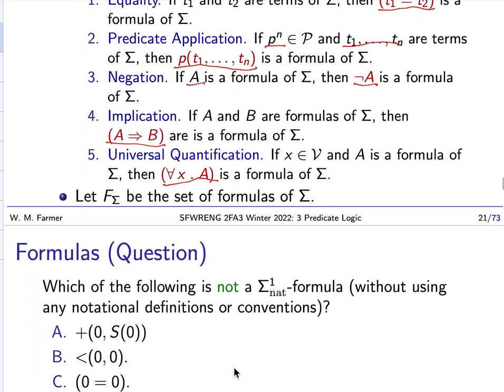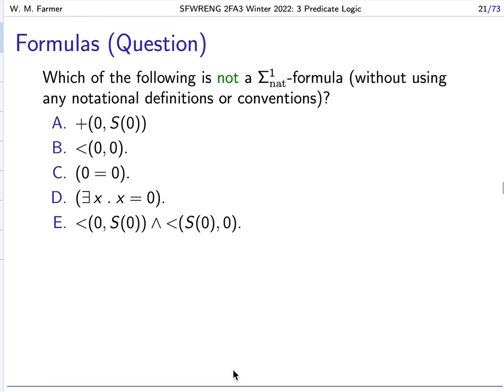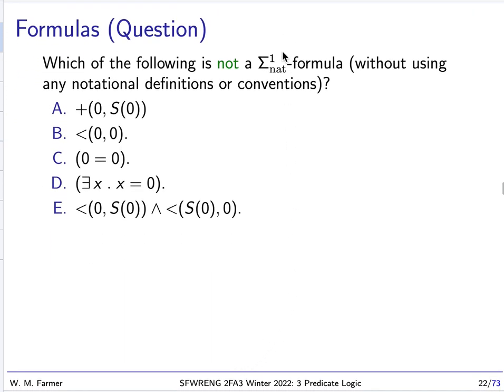Okay, so let's take a moment. Here's another question. Again, I shouldn't have had this; I should have said "formula of sigma 1 nat" to be consistent. So which of these is a formula of sigma 1 nat? Or which of these is not a formula of sigma 1 nat? I'll give you a moment to think about that.